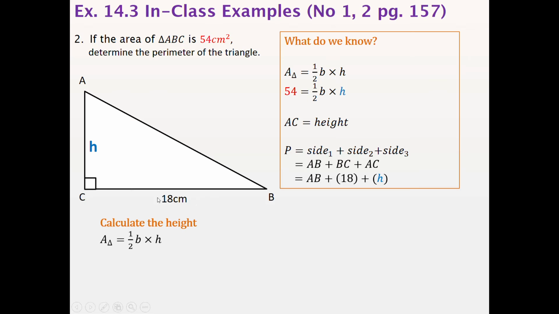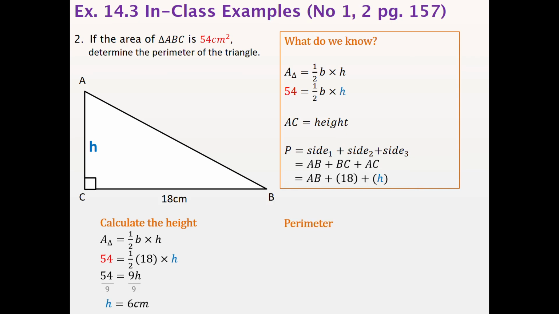So in order to calculate the height, I would use my area formula. Okay, so if I say area of a triangle is a half base times height, my area I know is 54, my base I know is 18, so I can fill those in. So a half of 18, that gives me 9. And then I would just divide through by 9 to get h, or height, by itself. So I know that my height is equal to 6 centimeters.